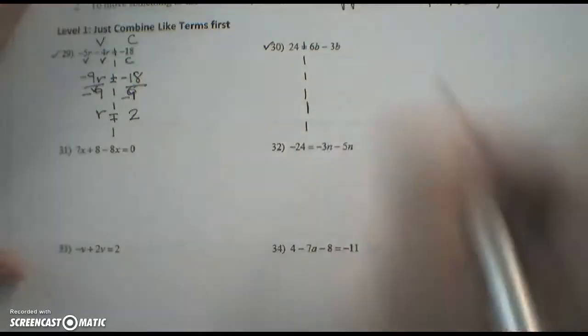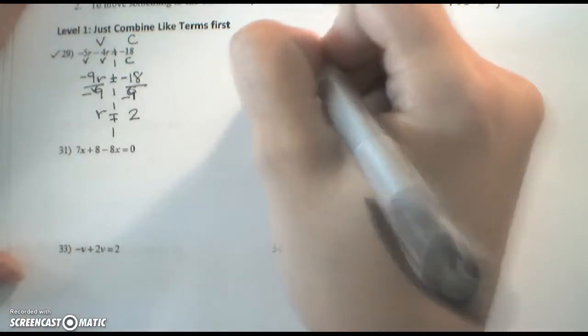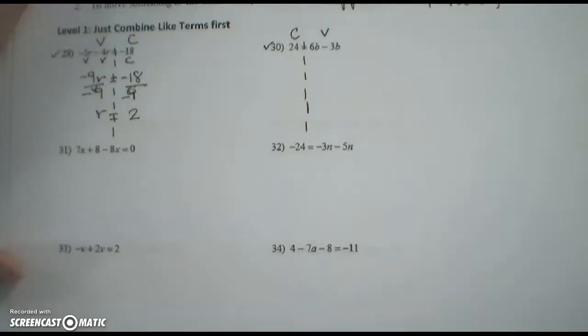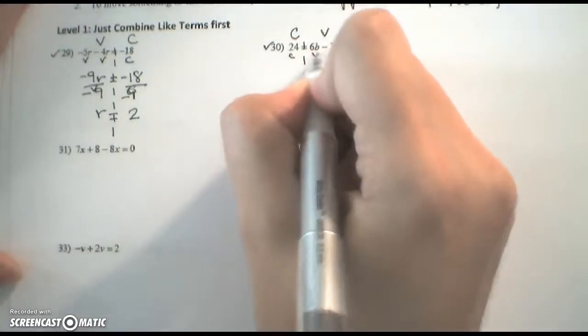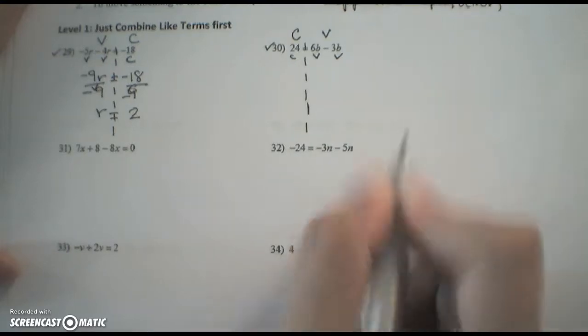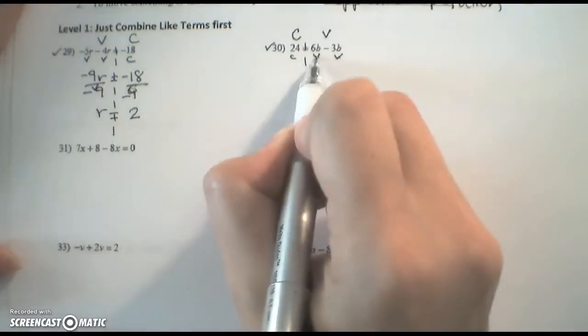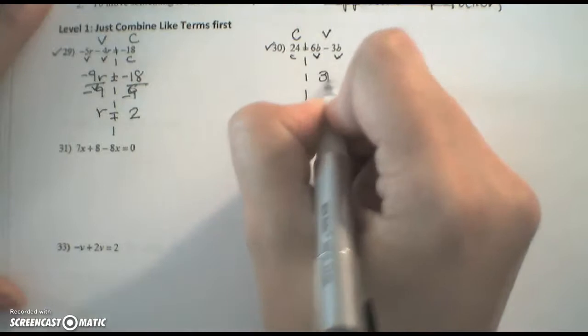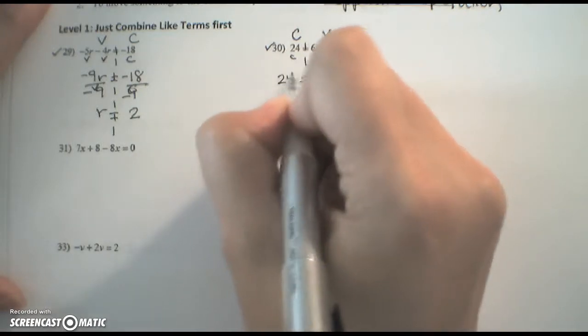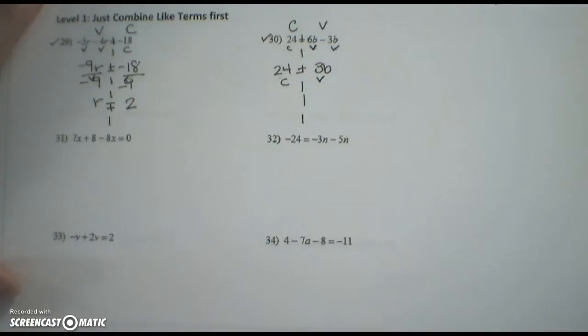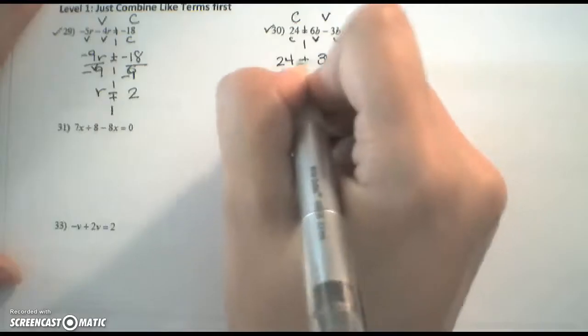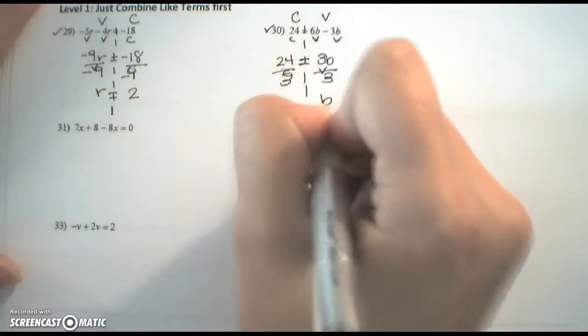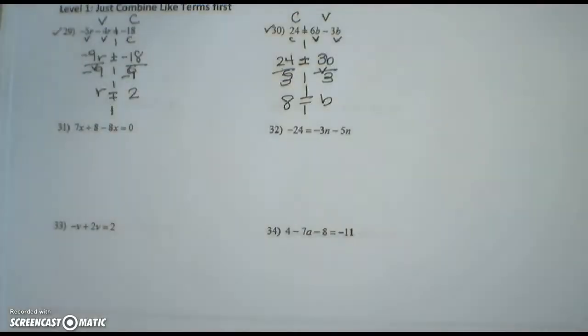All right, so you would have drawn your fence here and labeled this constantville and variable land over here. And then we've got constant, variable, variable. Noticing that we have 2 like variables on the same side, we combine those and keep the 24. Now that we have constant and variable on separate sides, we can go ahead and divide, and we get b equals 8.